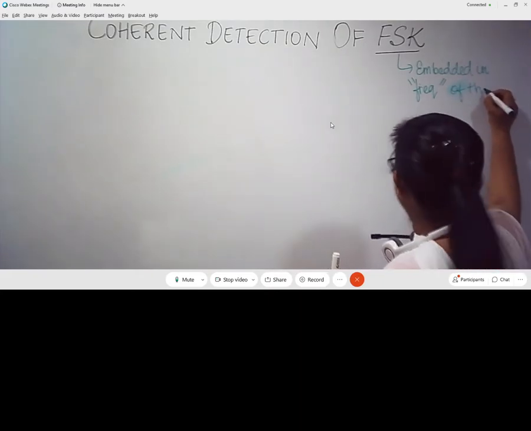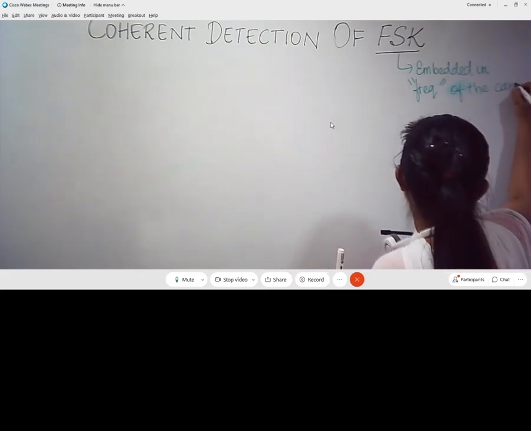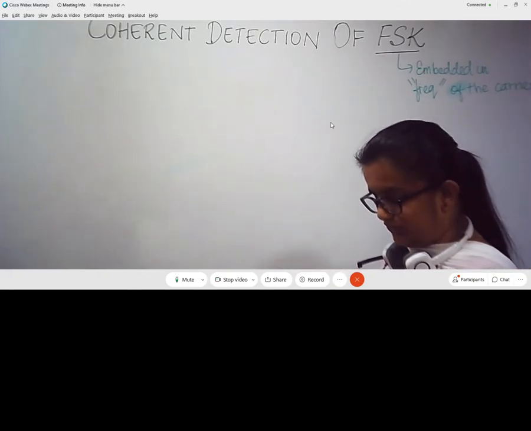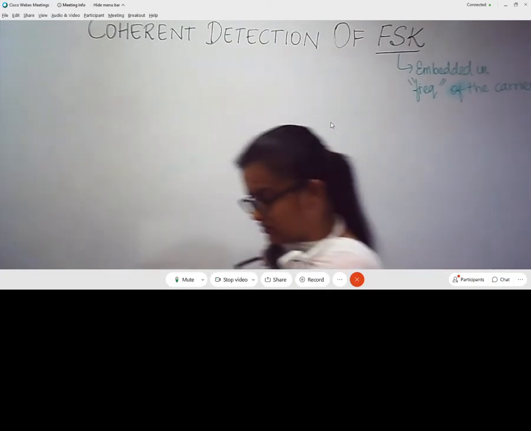Is this color visible? Can I use this particular pen? If not, I am going to make use of another pen.